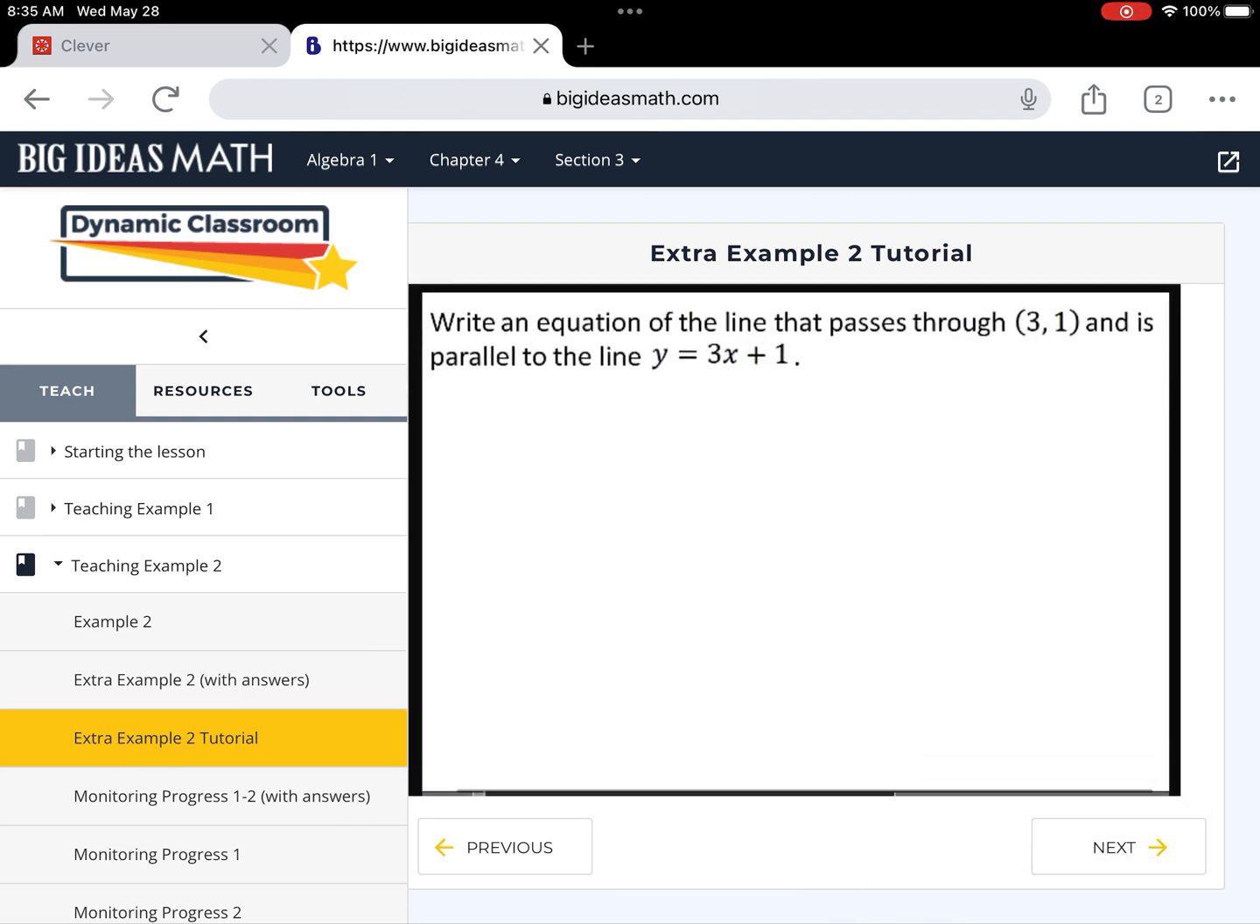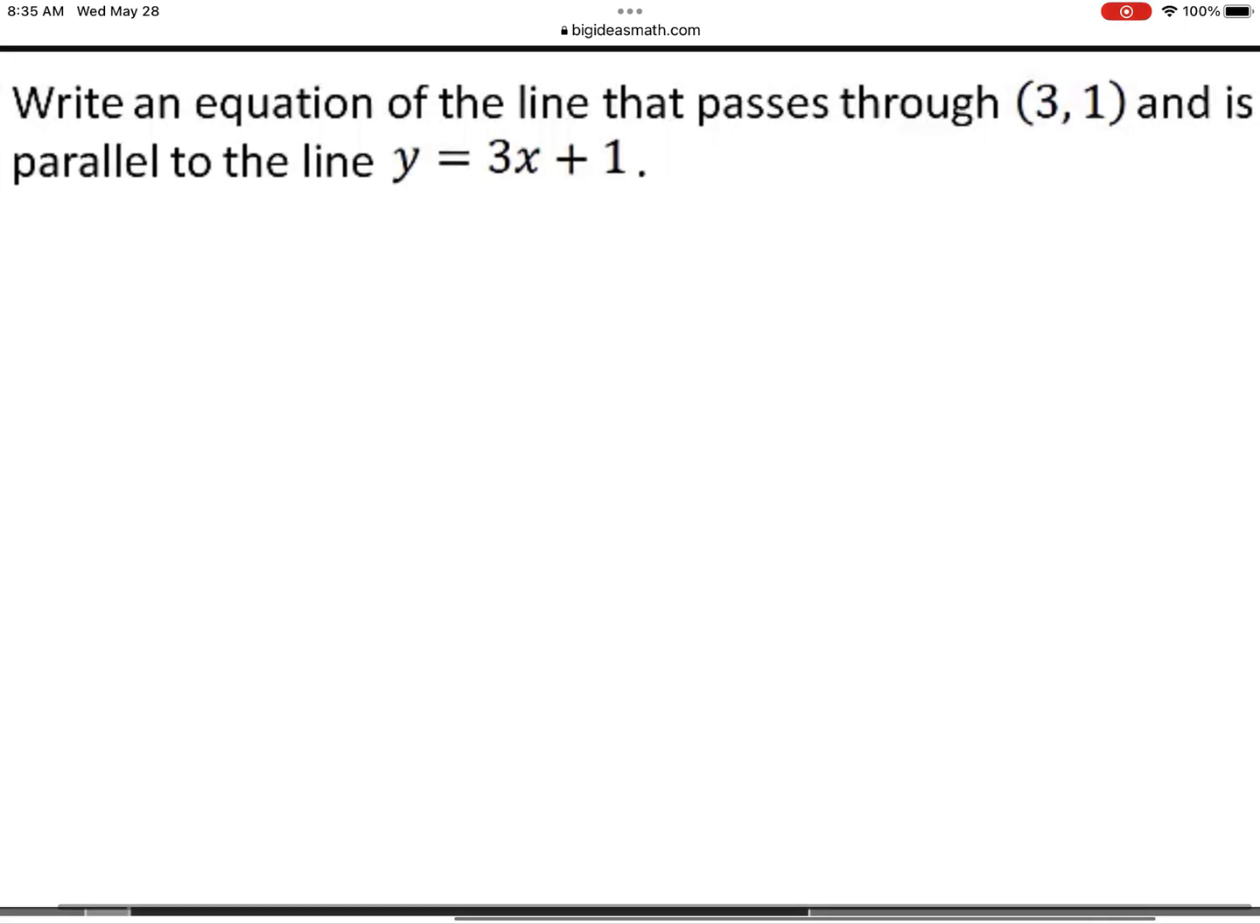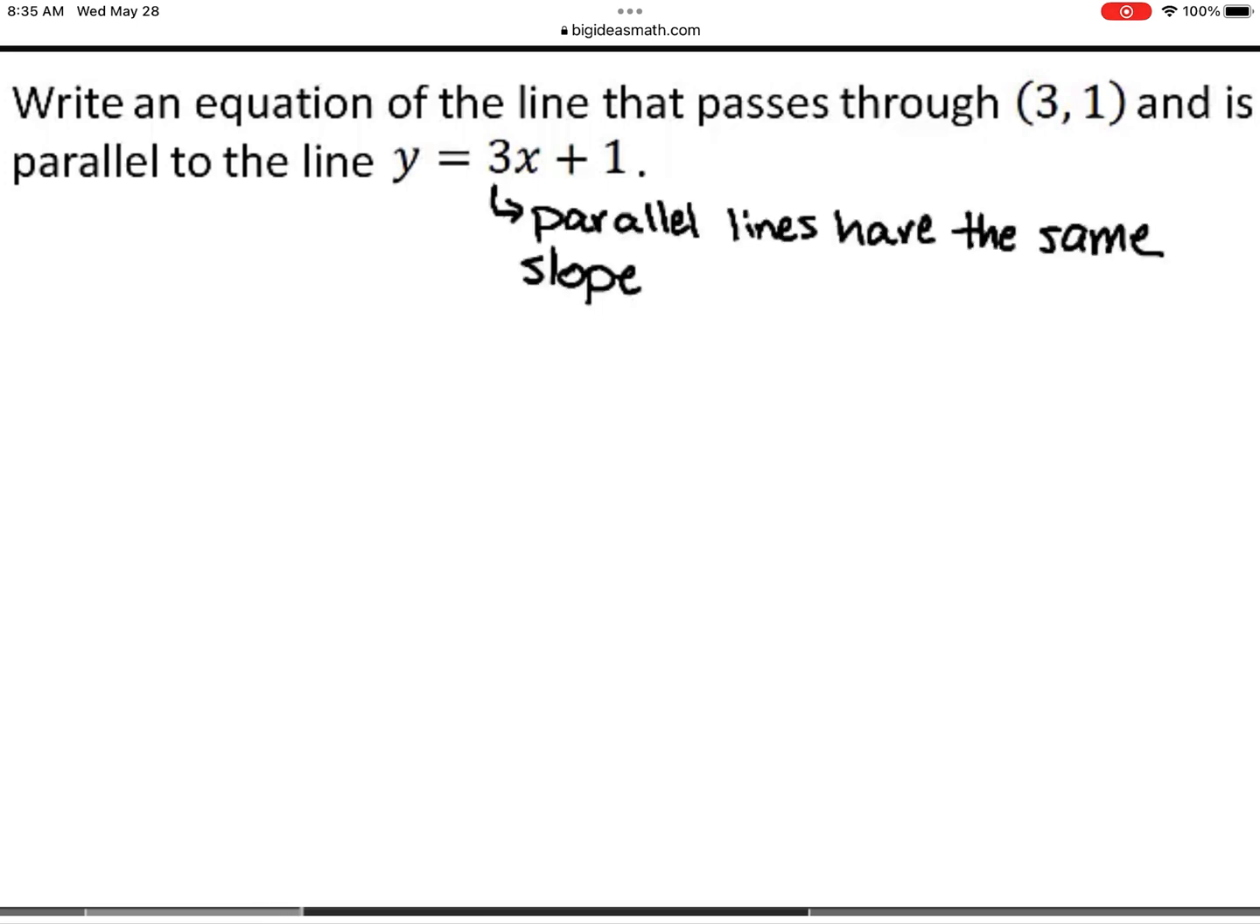Write an equation of the line that passes through 3, 1 and is parallel to the line y equals 3x plus 1. Begin by finding the slope of the parallel line. The graph of the given equation has a slope of 3, and parallel lines have the same slope. So the parallel line that passes through the point 3, 1 also has a slope of 3.